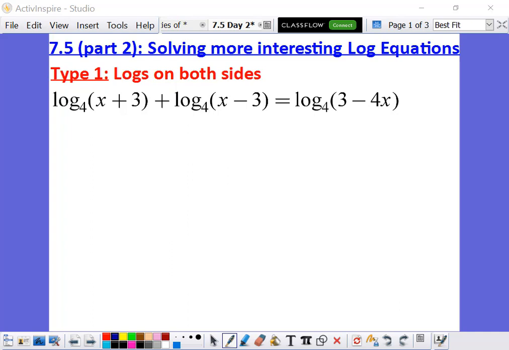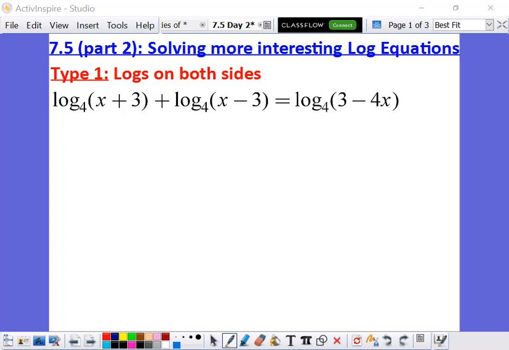So there's basically two types of logs. And before I get into it, if you haven't watched part 1 yet, you definitely need to go back and do that. So stop this and find 7.5 part 1, properties of logarithms. That's going to be a good place to start, and then come back and pick this one up.